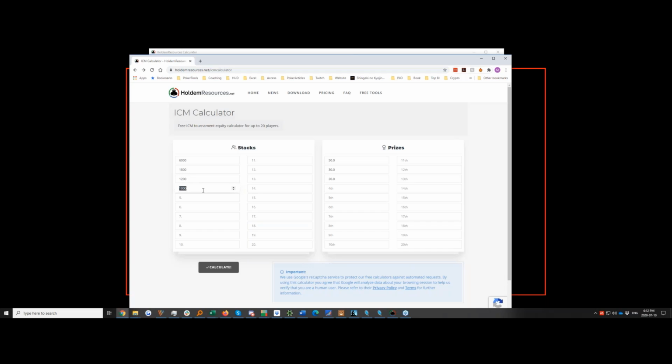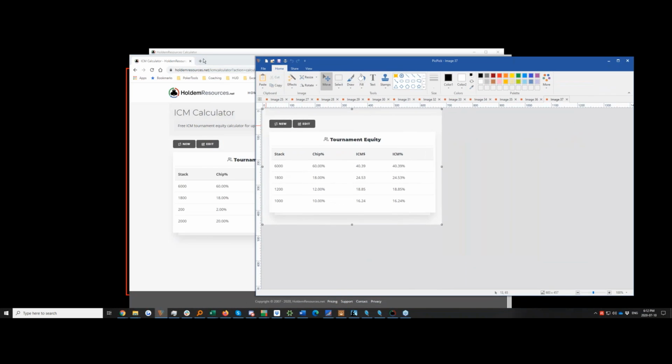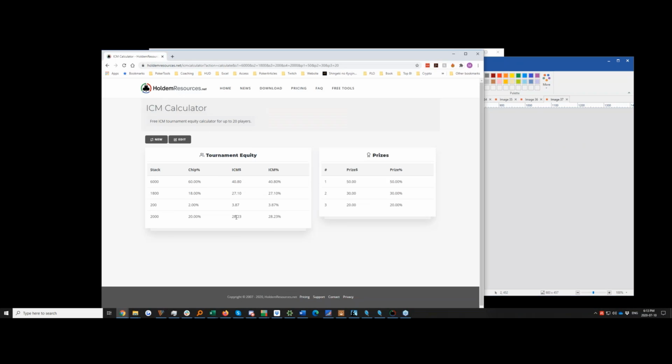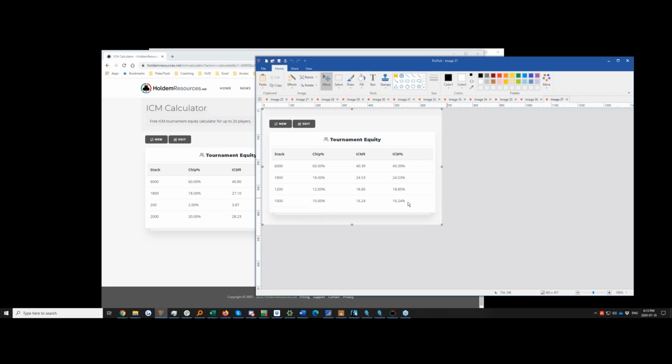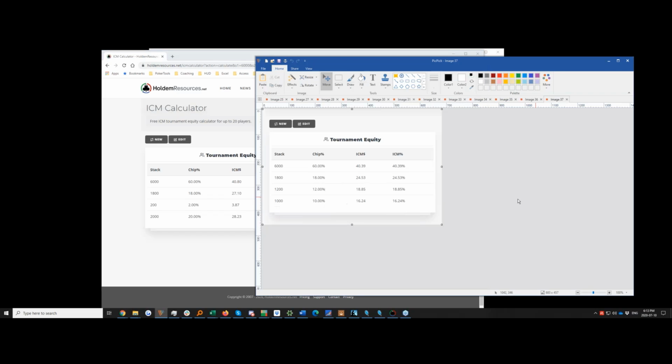Well, if I call, I will double up my stack to 2000, and the other player will be left with 200, right? So now the stack of the player in the big blind will go from a value of $16 to a value of $28. So that's actually pretty good. He's doubling up his... let's bring the calculator here.